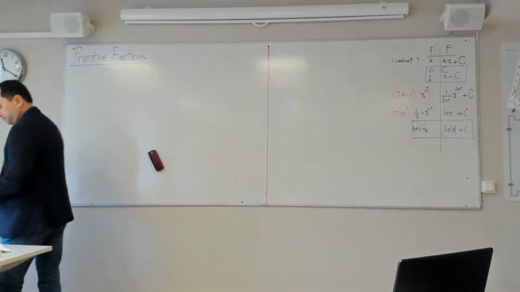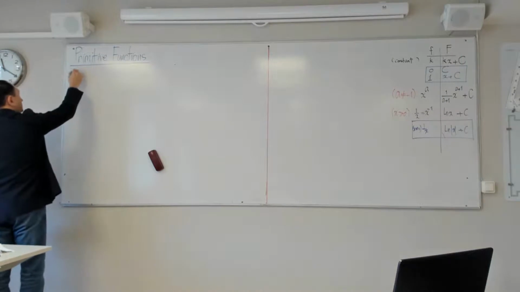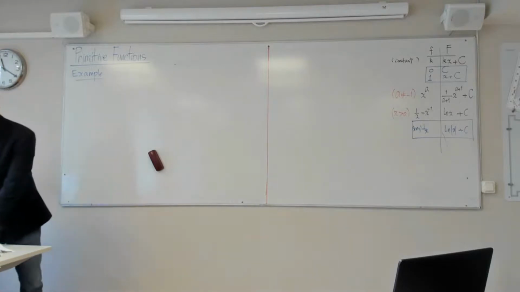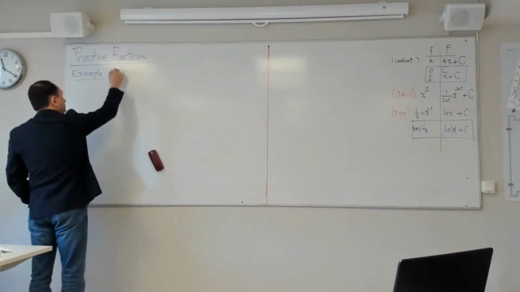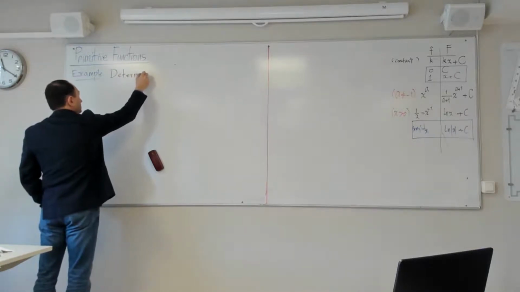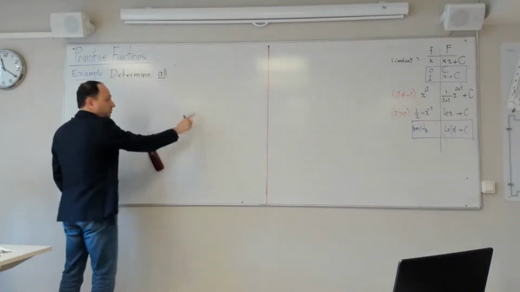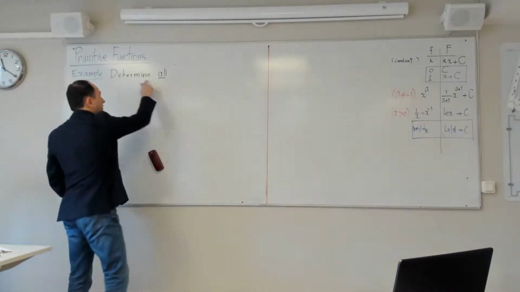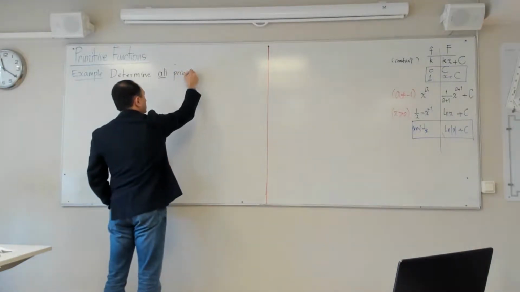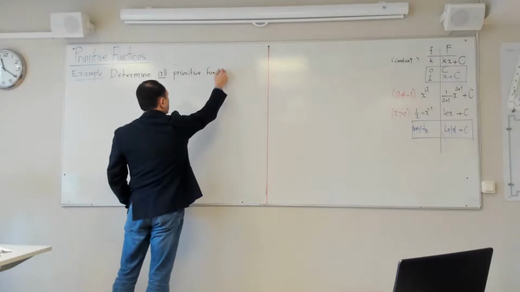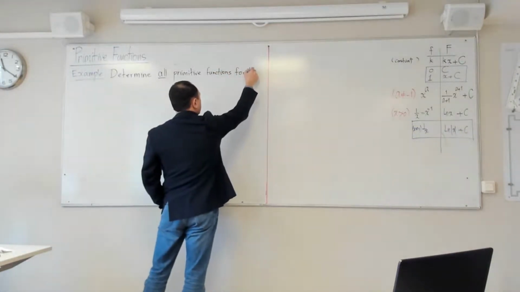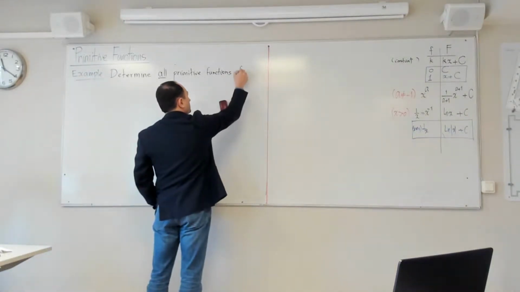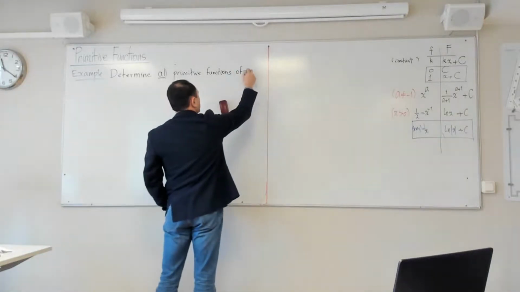So, example: determine all primitive functions. Again, do you remember the 3 articles? All, a, the. So here, determine all primitive functions for the following functions. I think the preposition should be of, I'm not sure. Determine all primitive functions of the following functions.